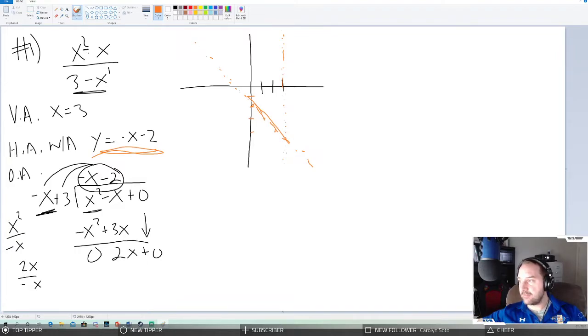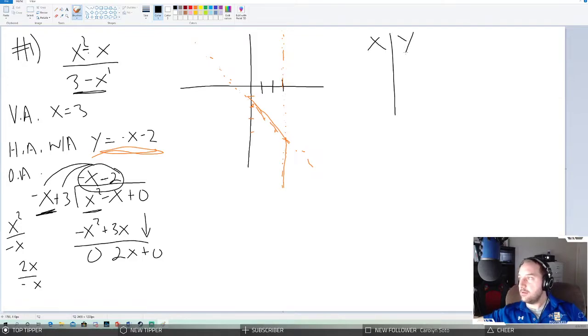So now I have to figure out how is my graph going to fit around those two asymptotes. And so we're just going to plug in values. We're going to plug them in, simplify it, plot them, and then we're going to check on Desmos to make sure that we did everything correct.